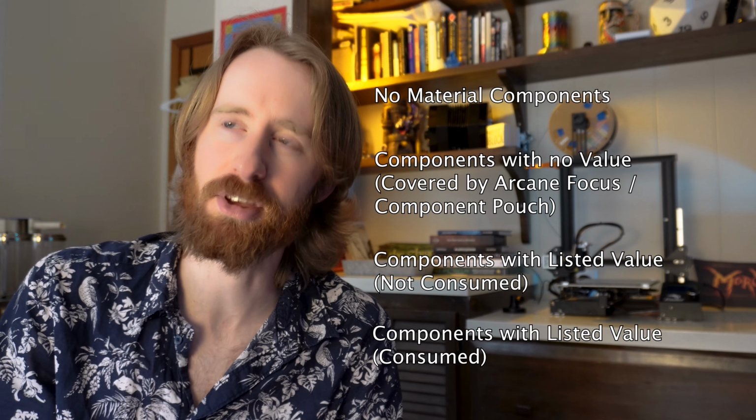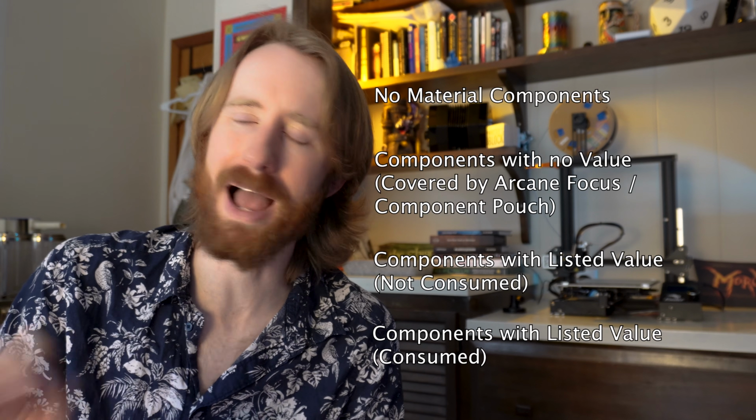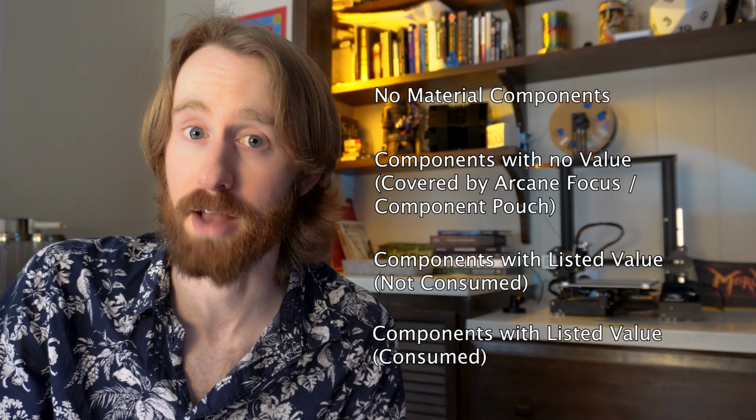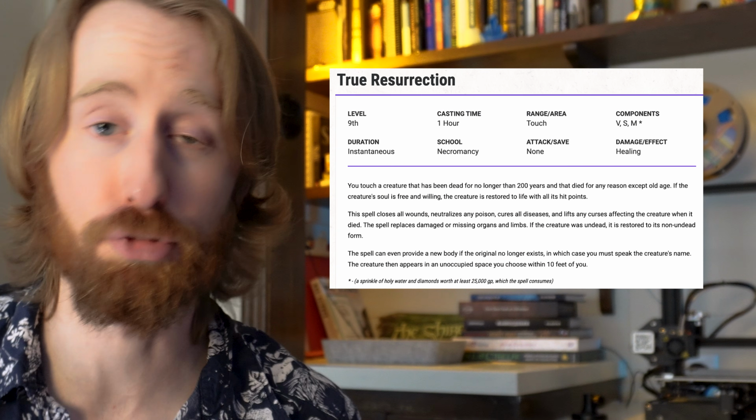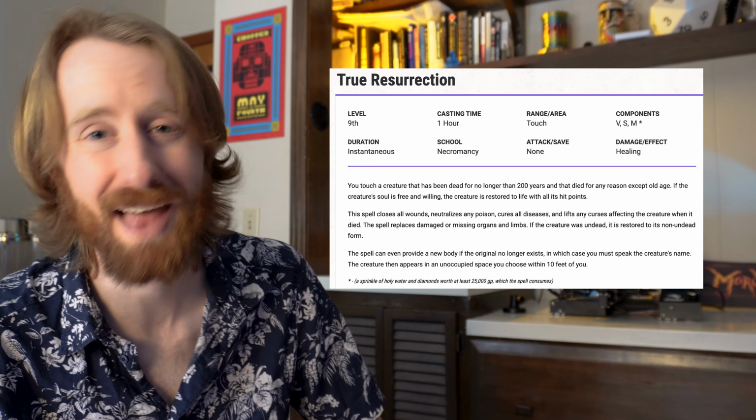On paper, this system exists to add an additional balancing factor beyond spell slots. That's why insanely powerful spells like True Resurrection require 25,000 gold pieces worth of diamonds. But then, of course, beyond material components, you also have these somatic and verbal components that I talked about before. These are much less involved than material components are. Essentially, if you can speak aloud and move your arms, you're good.